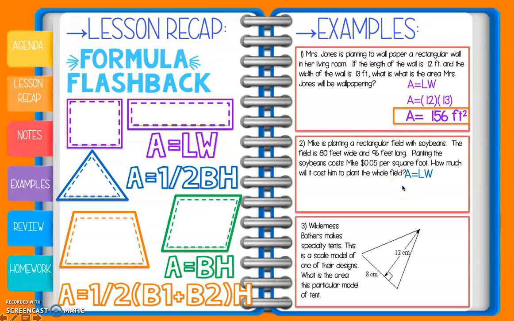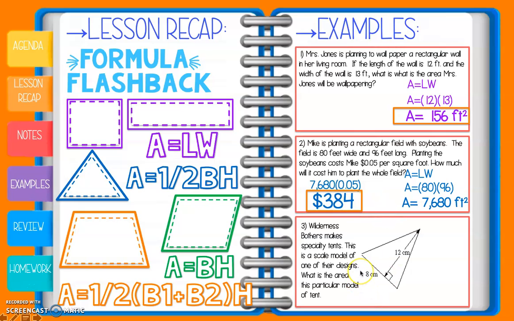Then I'm going to substitute my side lengths. It says it was 80 feet wide and 96 feet long. So we have 80 times 96. All we have to do is multiply those out, and we get 7,680 feet squared. Now, that is not our final answer because it doesn't say how much area, it's how much is it going to cost him. So it says it costs him 5 cents per square foot. So 5 cents for every square foot tells me I'm going to take 5 cents and multiply it times the area. So 7,680 square feet times 5 cents costs $384 to plant the field.